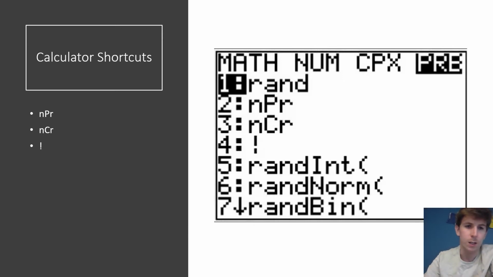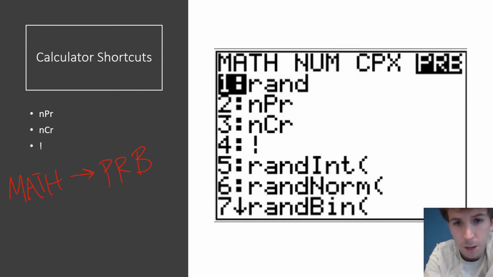There's a few calculator shortcuts for how to do these. They're found in the Math Probability menu. So you need to click the button that says Math. It should be on the left side of your TI. Once you're in the Math menu, scroll all the way over to PRB, which stands for probability. You'll find a lot of stuff here, but it should look like this menu right here. These are the 3 that we're interested in: the first being for permutations, the second for combinations, and the fourth one for factorial, if you want to use that.